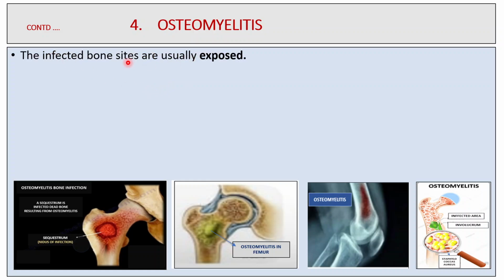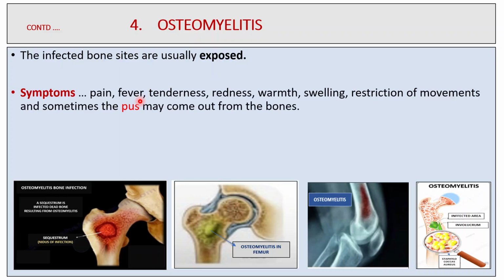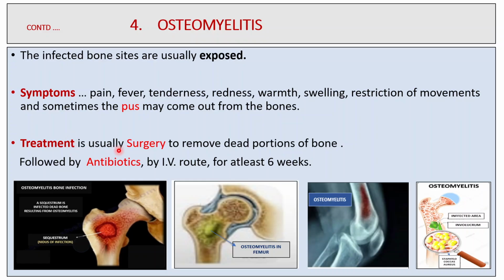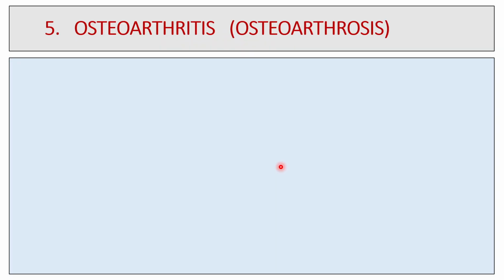Osteomyelitis: the infected bone sites are usually exposed and pus may come out. Symptoms of the inflammation like pain, fever, tenderness, redness, warmth, swelling, restriction of movements. These are all features of the inflammation. Sometimes the pus may come out from the bones. Treatment is usually surgery to remove the dead portions of the bone, followed by antibiotics by intravenous route for at least 6 weeks. This is osteomyelitis.